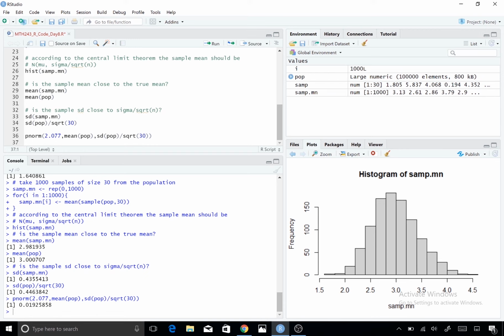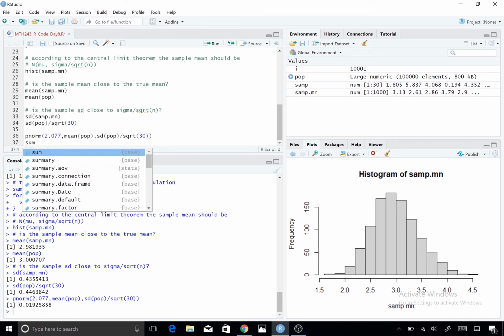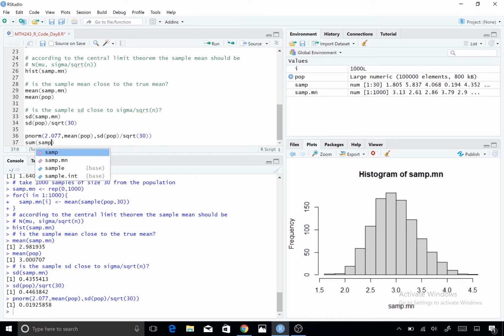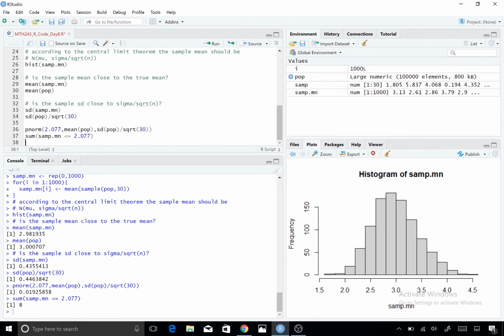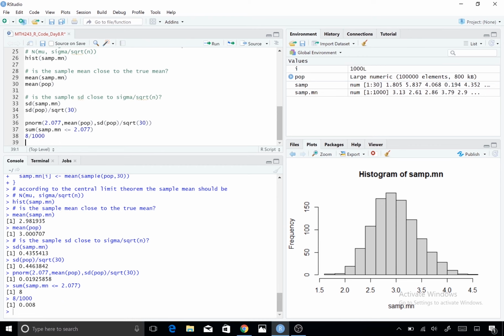How many elements of samp_mn were that low? Sum of samp_mn less than or equal to 2.077. 8. 8 out of 1,000. 0.008.